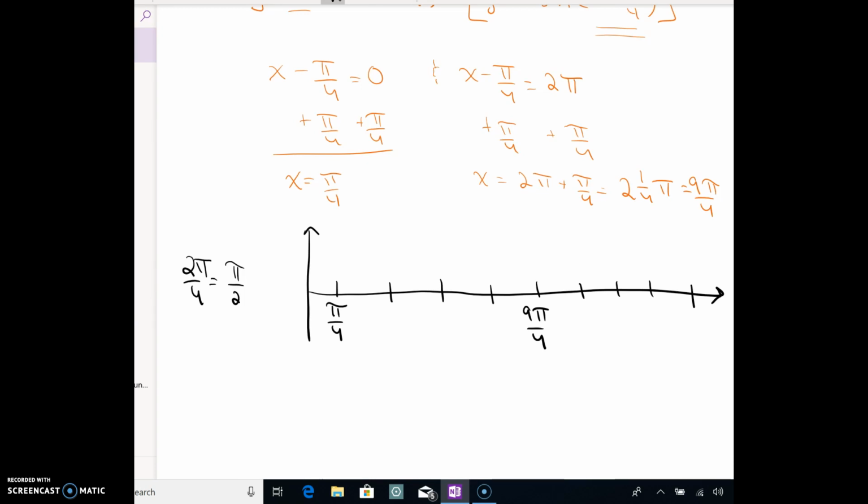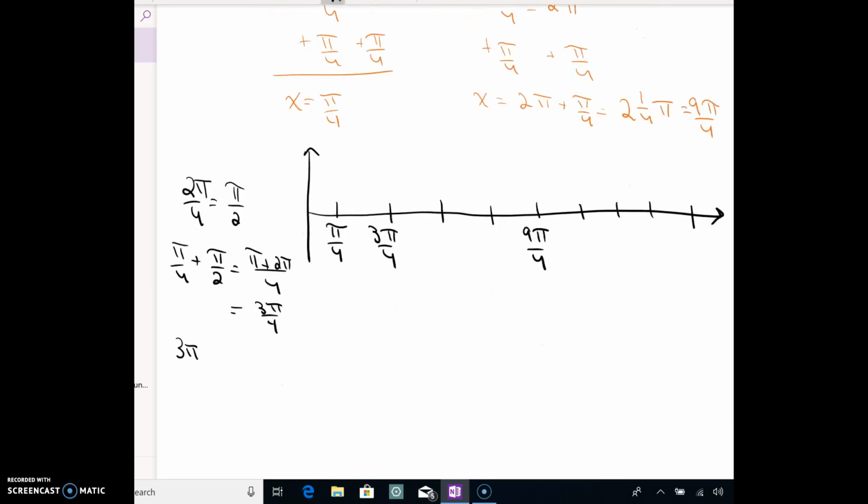So pi over 4 plus pi over 2 is the same thing as saying 3 pi over 4. So this is at 3 pi over 4. Plus pi over 2, that is the same thing as saying 5 pi over 4. We continue, this is going to be 7 pi over 4.